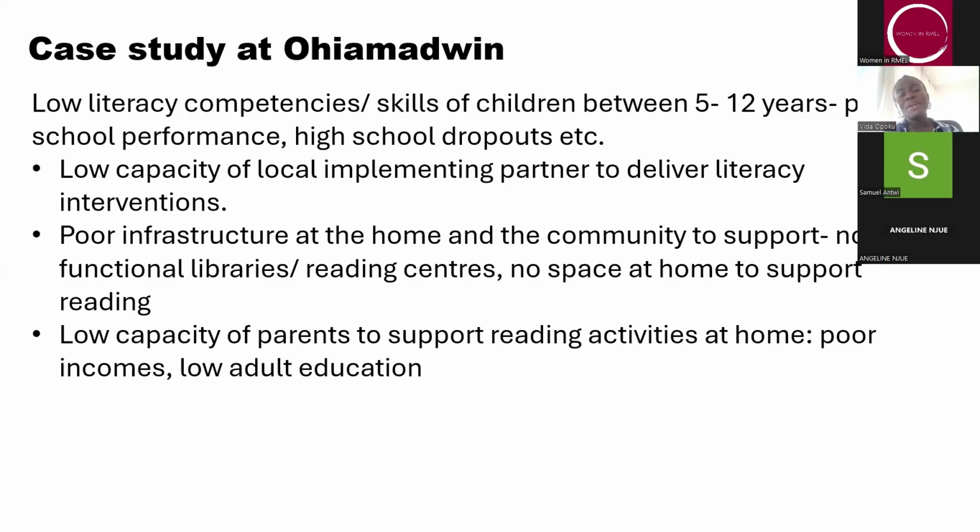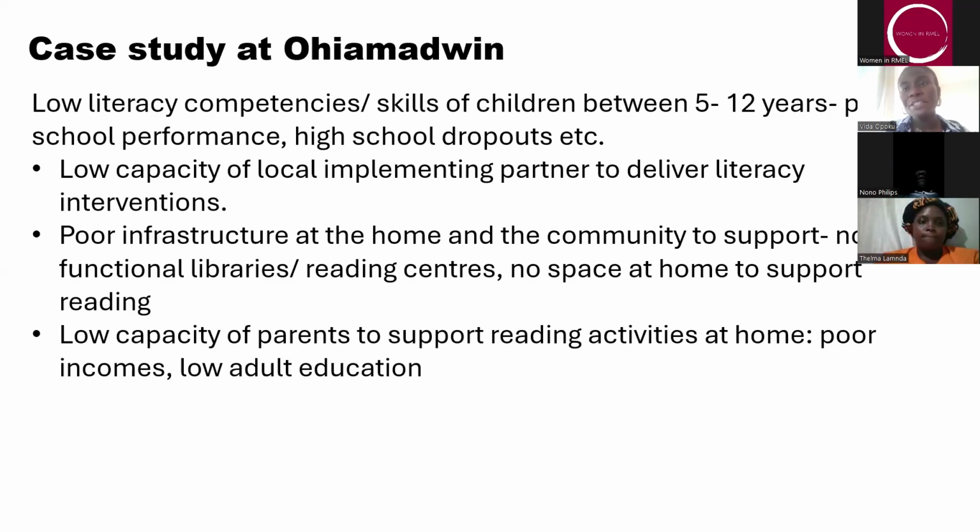In breaking it down, it was also identified that what was actually causing this was the low capacity of local implementing partners to deliver literacy interventions. These children were found in communities that had some kind of interventions running, about education access. But unfortunately, because the local implementing partners did not have the capacity to roll out intentional literacy interventions, those contributed to the challenge in that community.